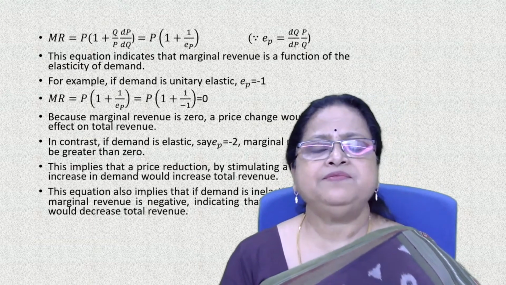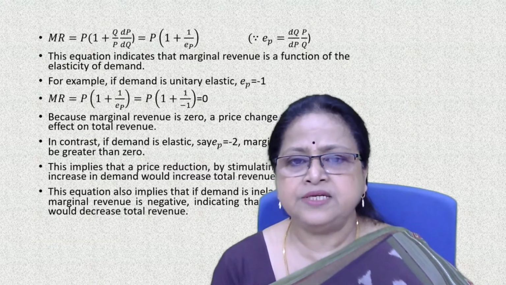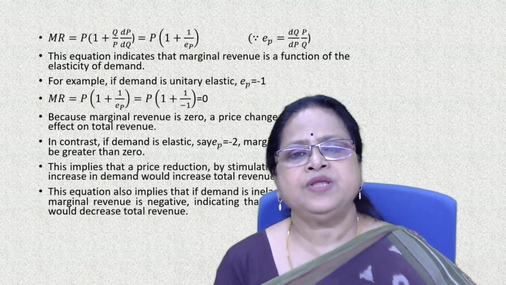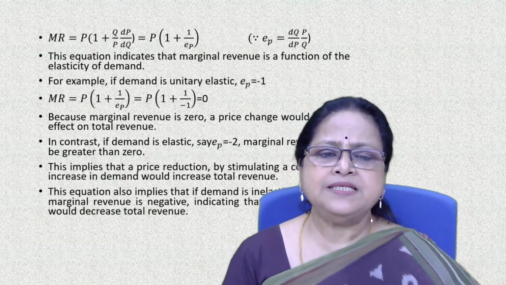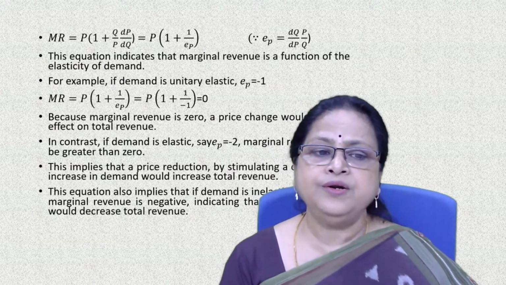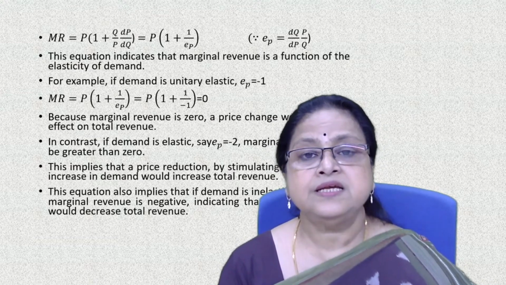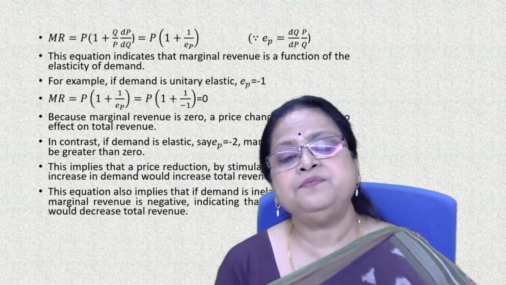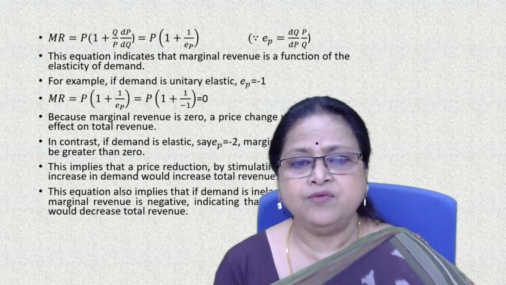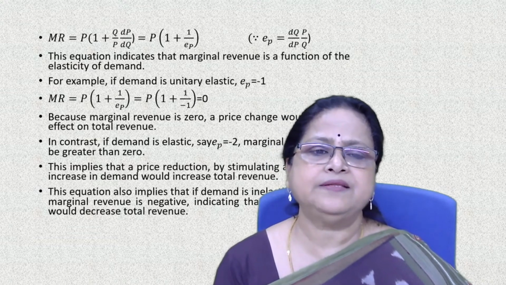So this equation indicates that marginal revenue is a function of the elasticity of demand. For example, if the demand is unitary elastic, that is EP is equal to -1, then MR is equal to 0. Because marginal revenue is 0, a price change would have no effect on total revenue. In contrast, if demand is elastic, say EP is equal to -2 and the mod value is 2, that is greater than 1, so marginal revenue will be greater than 0.